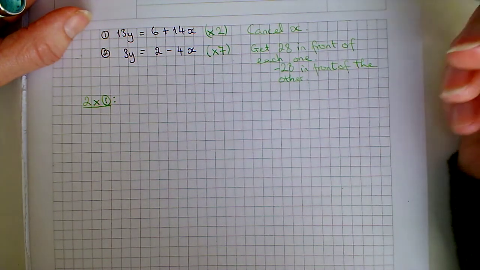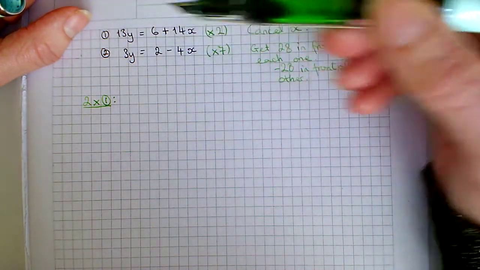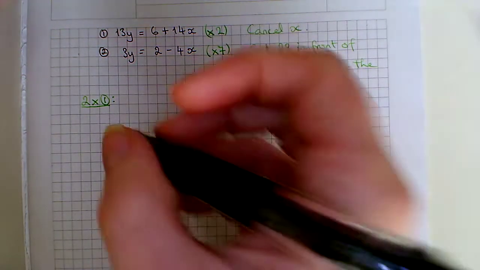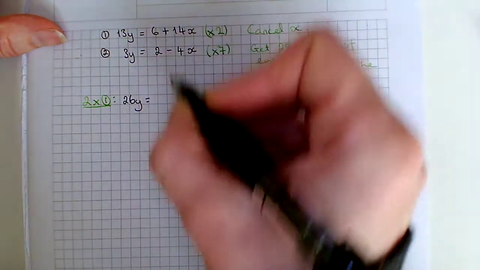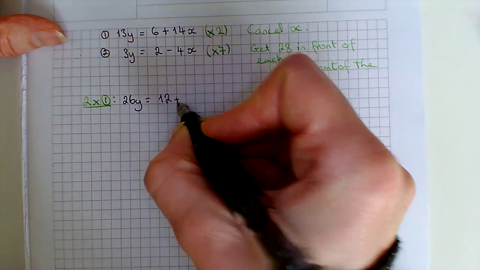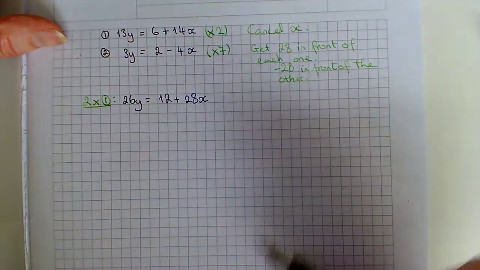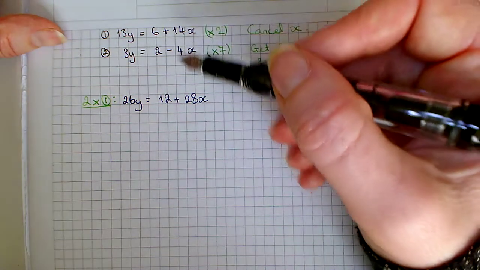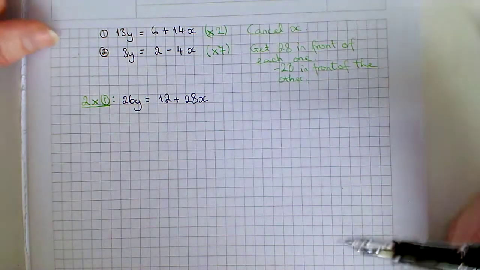Thanks. Because you can do whatever you want to an equation so long as you do the same thing to both sides of the equation. So here's what I get. When I multiply 13y by 2, I get 26y equal to, the 6 gets multiplied by 2 and I get 12, and the 14 gets multiplied by 2 to give me 28x. Now that is the same truthful statement as I had here. Why is that? Because if I say that 2 is equal to x, then 2x is equal to 4x. So you can multiply things by 2 like that.